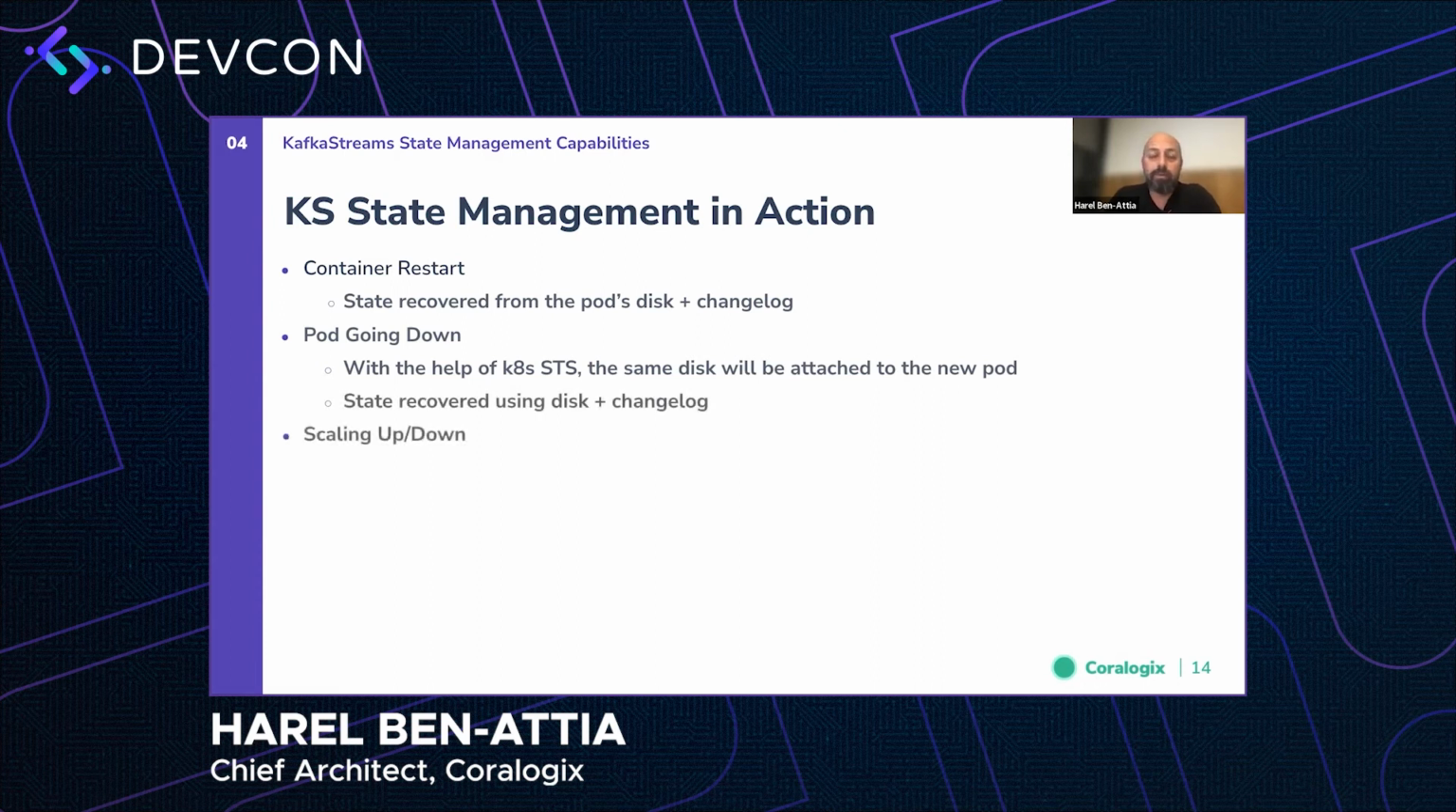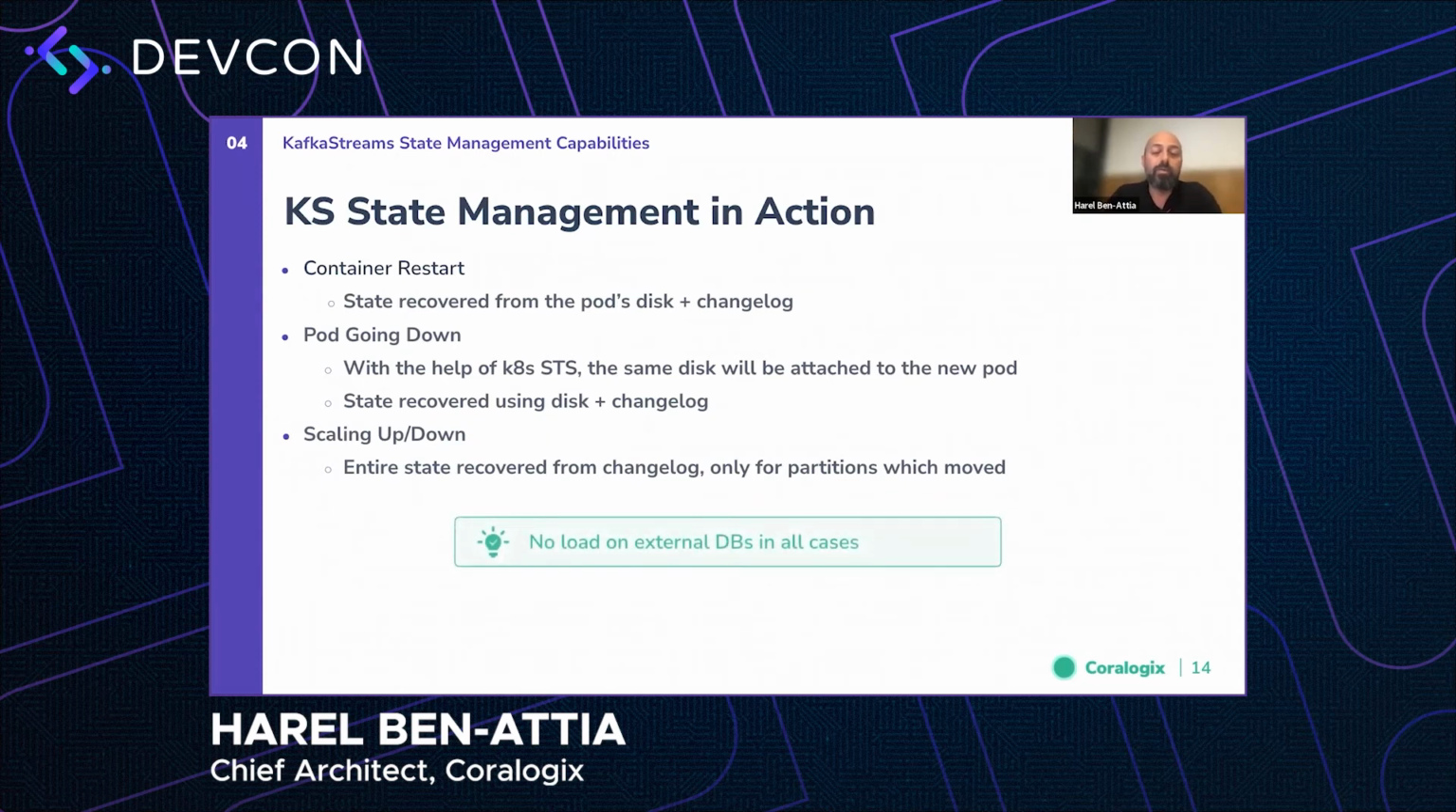During scale up or down, there's obviously no data on the disk, so the entire state is recovered by reading it from the beginning of the changelog topic. The reading from the topic is optimized so that only partitions that moved will need to be consumed by the process. In all these cases, we can see that there's no external database that's being strained, apart of course from Kafka's network, which is what Kafka brokers are optimized for. In fact, this combination completely decouples the external databases from the stream itself.